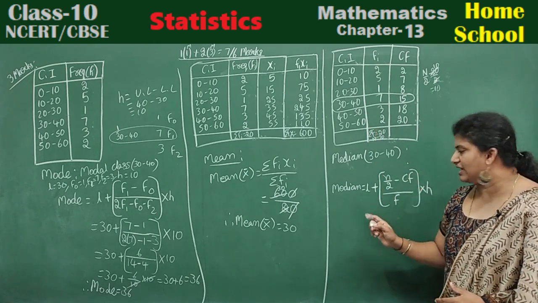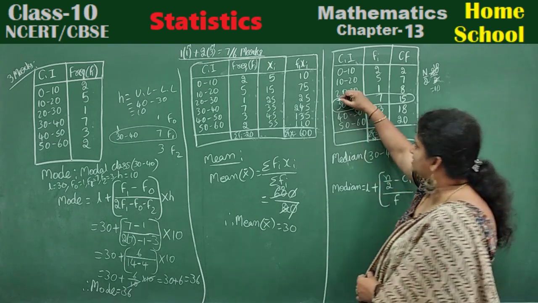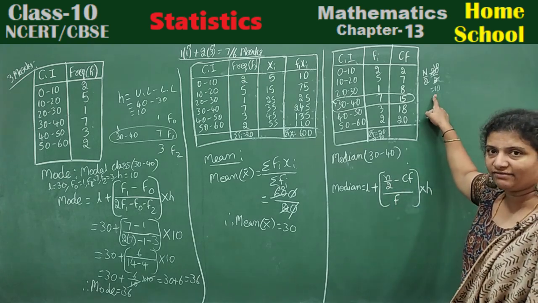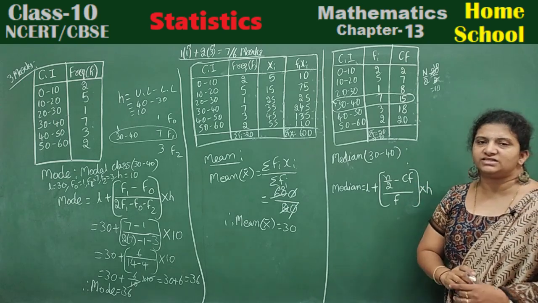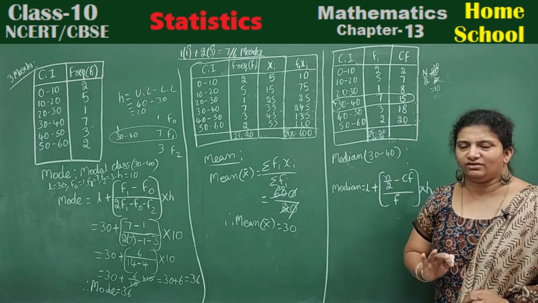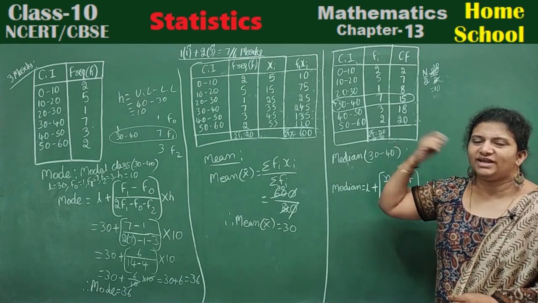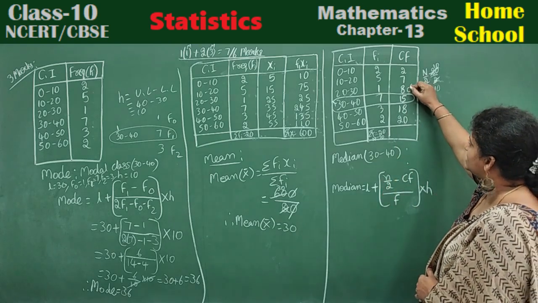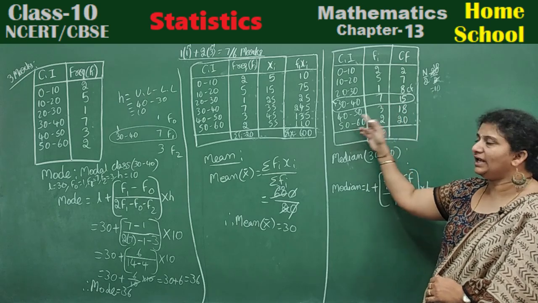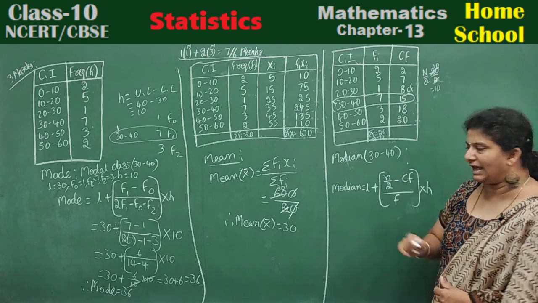In this median class, now observe all of these. L, the lower limit of the median class, is 30. n by 2, we already got, is 10. Cumulative frequency: this is a point where you make a mistake. Everybody will say 15, but 15 is wrong. The cumulative frequency is the one just above the median class. Don't take the cumulative frequency in the median class. We need to take the cumulative frequency which is just above the median class.